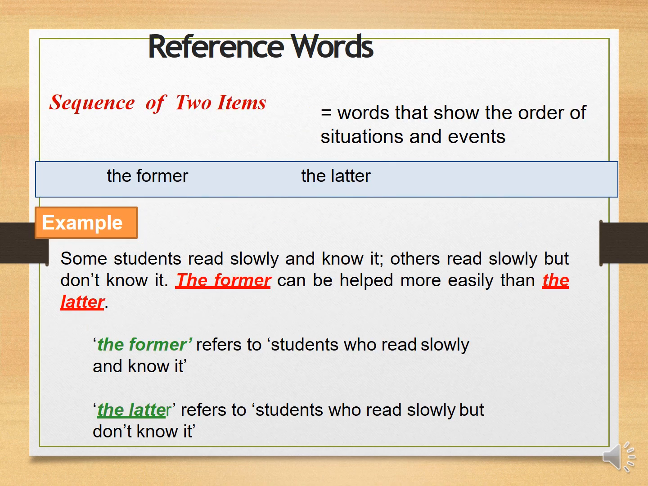This is the use of the former and the latter. The former is the first thing that is mentioned. The latter is the second thing mentioned. Example here, some students read slowly and know it. Others read slowly but don't know it. The former, the first one mentioned, can be helped more easily than the latter. The latter is the second one mentioned. So the former here is the first one, students who read slowly and know it. The latter, others or students who read slowly but don't know it. Okay, so the former is the first one mentioned. The latter is the second one mentioned. Just remember that.